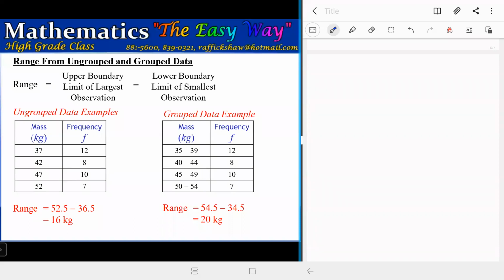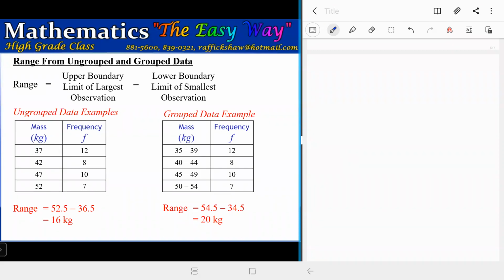The only time you use largest value minus smallest value is when the data is raw data. But once the data comes as measurement data in a table, because anything that measures less than 52.5 is approximately 52, and anything that measures 36.5 is taken as 37, it means that the data range is from 36.5 up to 52.5. That's for the first one.